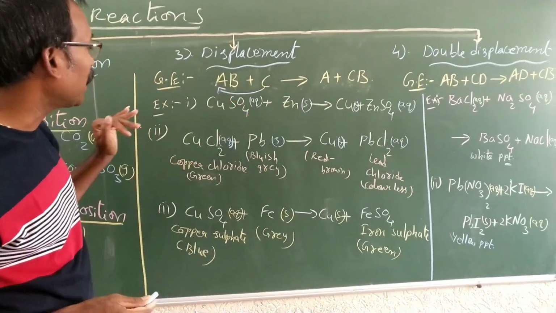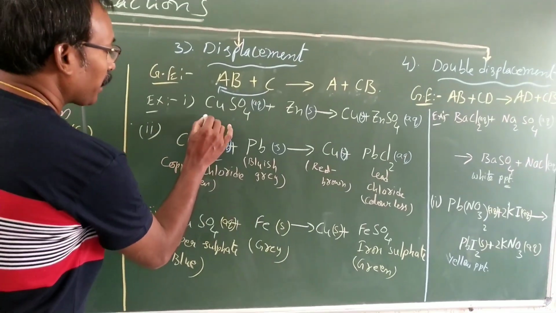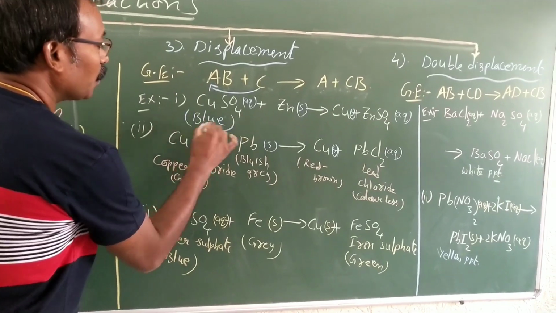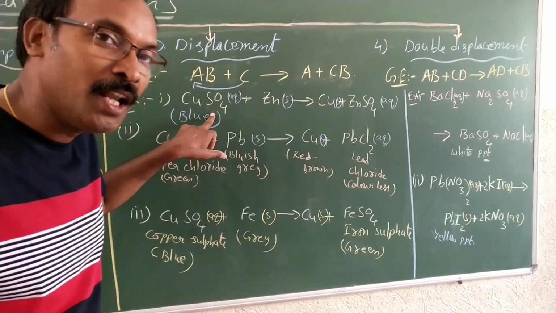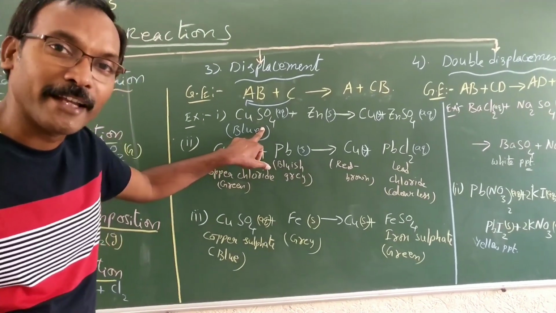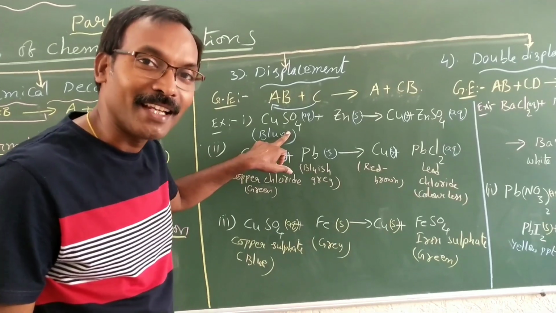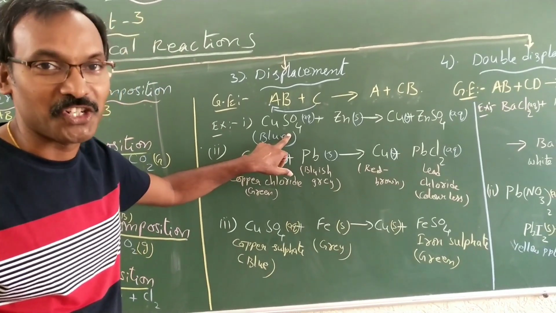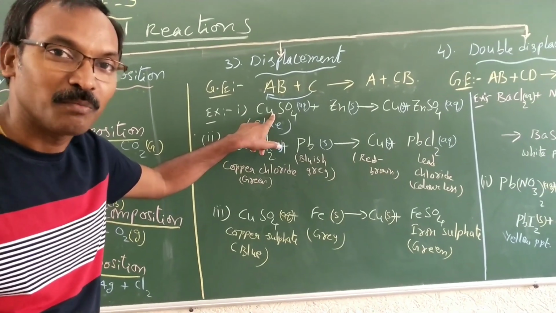Now let us take one example. Copper sulfate. What is the color of copper sulfate? Blue. And that's why it is also known as blue vitriol. What do we call it? Blue vitriol. What is the color of iron sulfate? Ferrous sulfate, just now we have seen green color. That's why that is called green vitriol. This is blue vitriol. Iron sulfate is green vitriol.